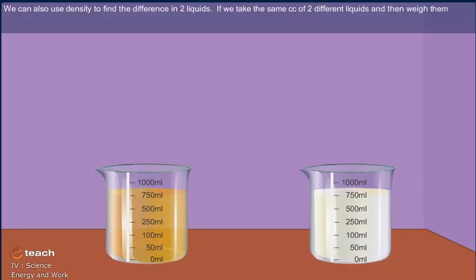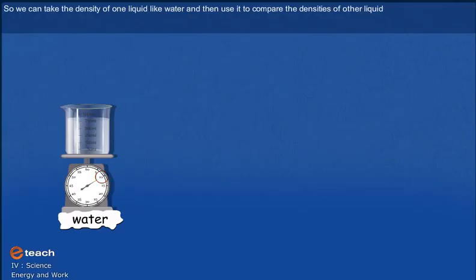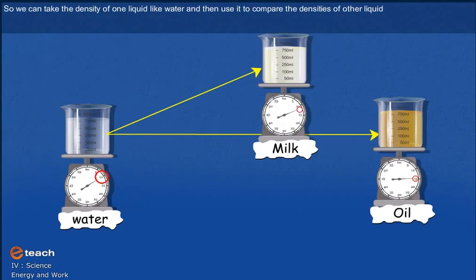We can also use density to find the difference in two liquids. If we take the same cc of two different liquids and then weigh them, we can find that their weights are different. So, we can take the density of one liquid like water and then use it to compare the densities of other liquids.